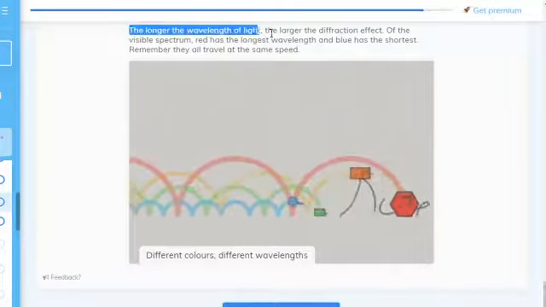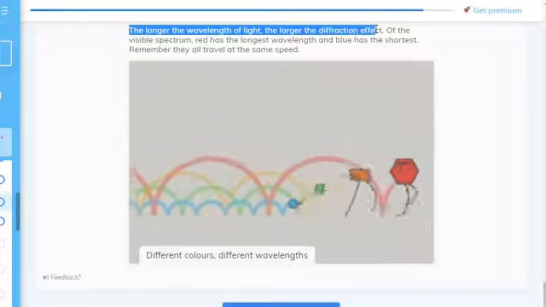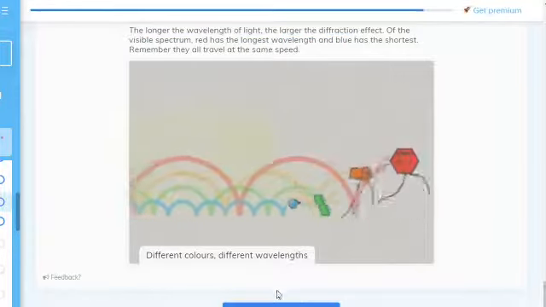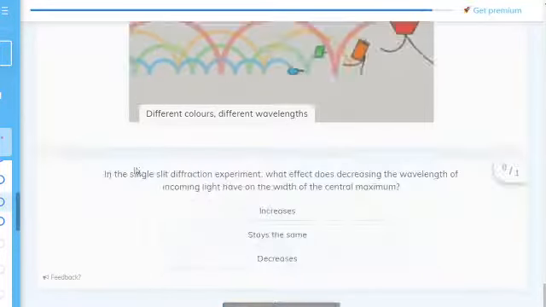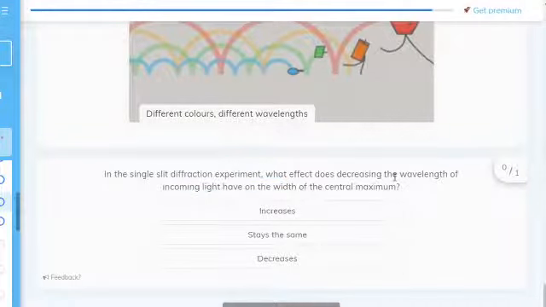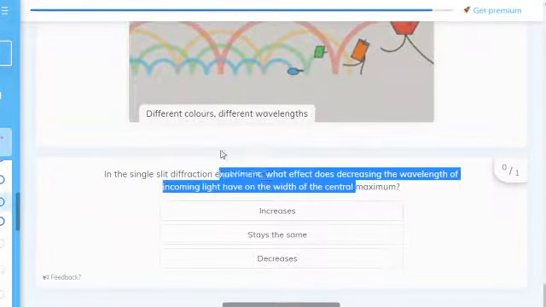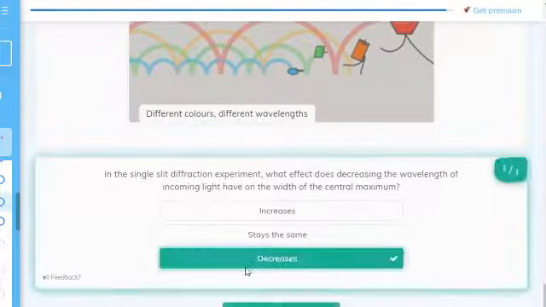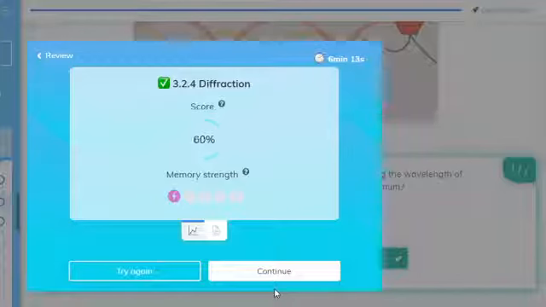So the longer the wavelength of light is, the larger the diffraction effect. As you see here, blue is the smallest, red's the biggest. In a single slit diffraction experiment, what effect does decreasing the wavelength of incoming light have on the width? The width would decrease, because you're decreasing the wavelength. Simple. Now, diffraction gratings.